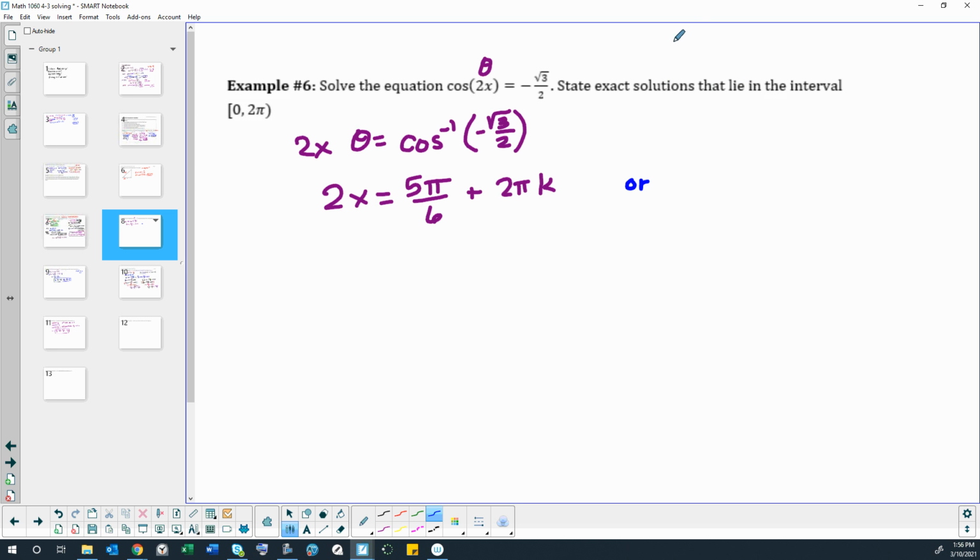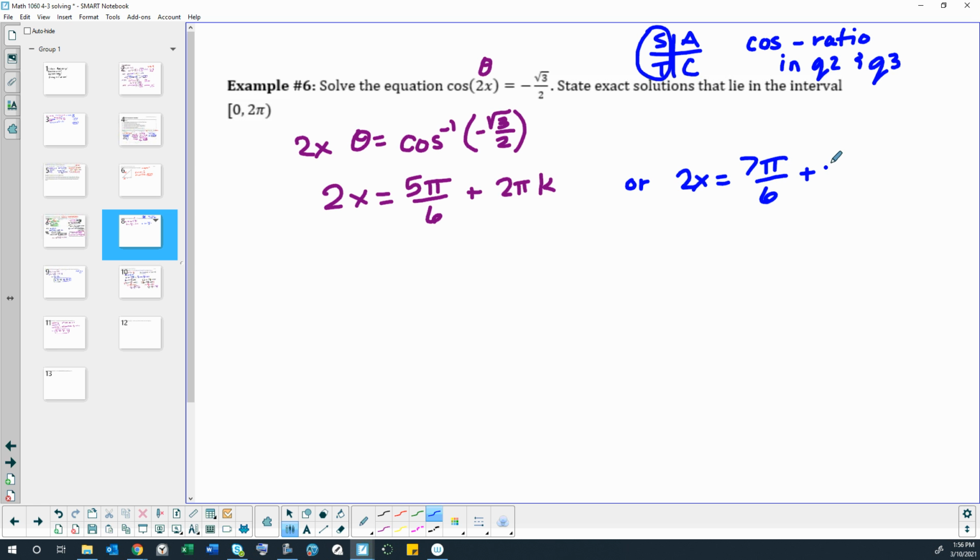We also have quadrant 3 where cosine is negative. Cosine negative ratio in quadrant 2 and quadrant 3. Okay, so our quadrant 3 angle would be 7 pi over 6. And then infinitely many coterminal angles plus 2 pi k.